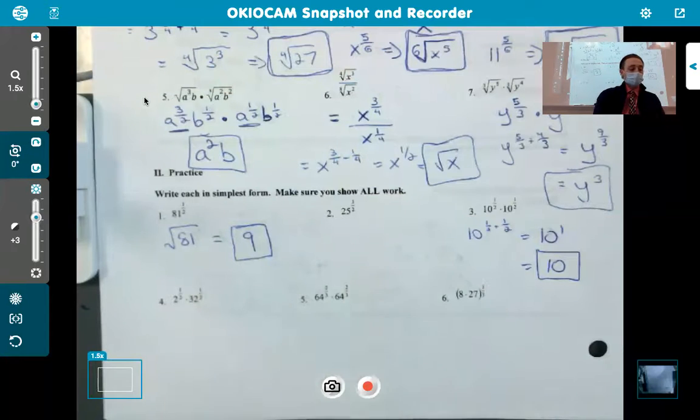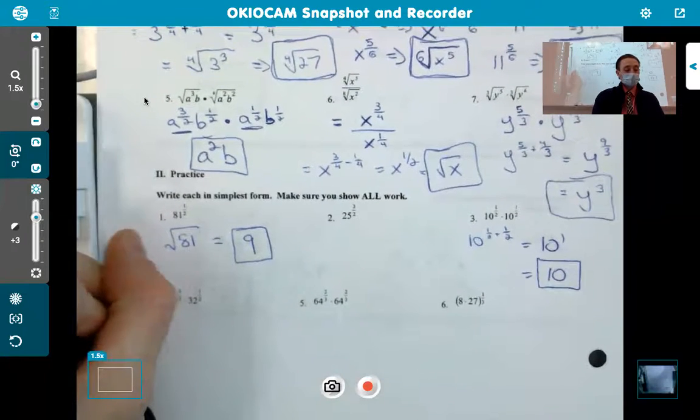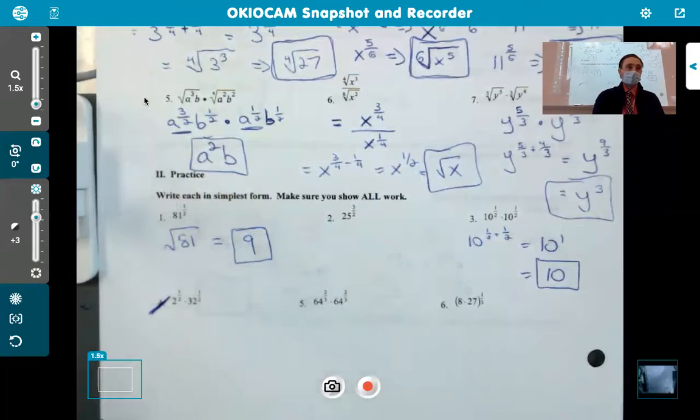Quick side note, for tonight's homework, you can skip over number 4. So you're doing all the evens except for 4. So if you want to cross that out, you can go ahead and do that just so you're on the same page.